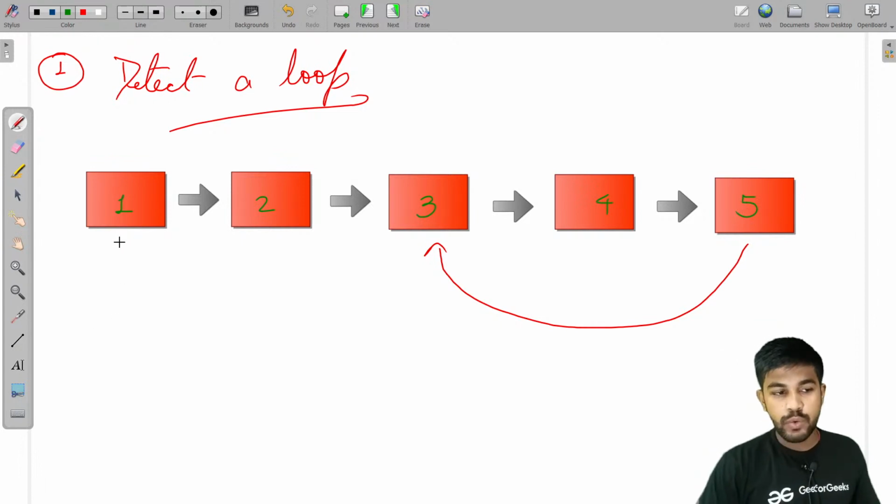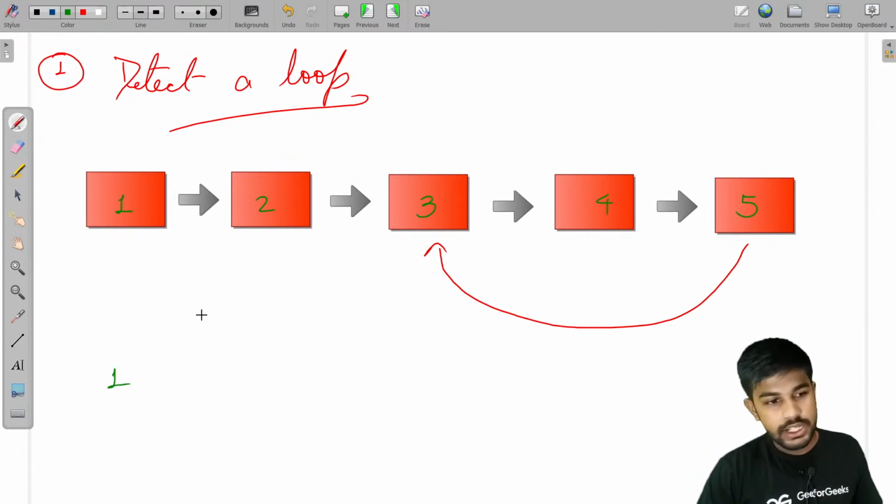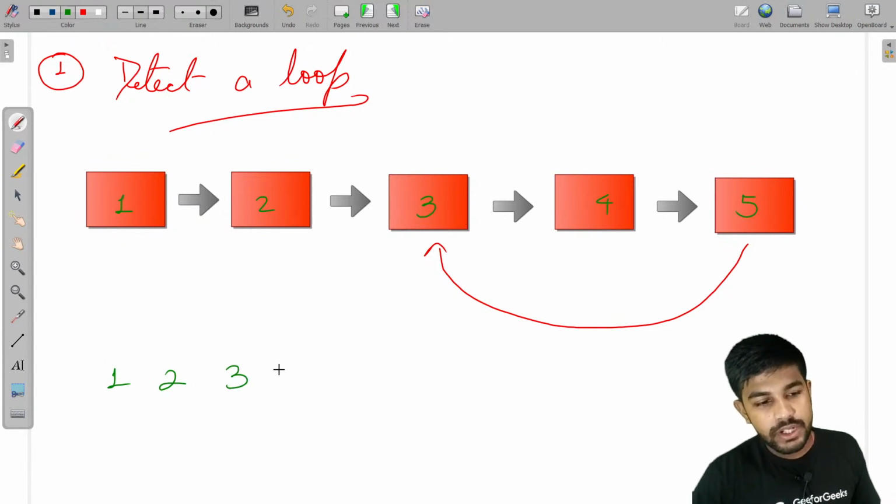So what we have done is: 1 is visited, so we have written 1. 2 is visited, we have written 2. 3 is visited, we have written 3. 4 is visited, we have written 4. 5 is visited, we have written 5.